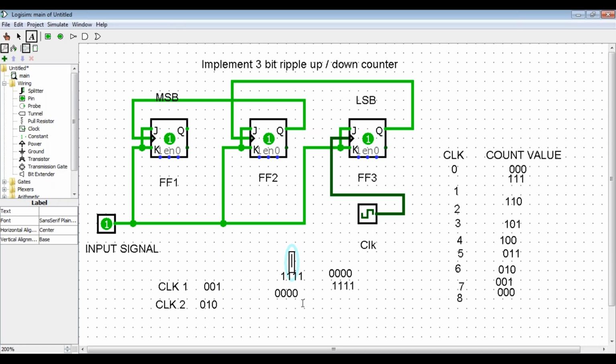Is it clear for you? Reply through chat. Can you design the 4-bit? By referring to this 3-bit ripple counter, design a 4-bit ripple up down counter and submit it as homework. Fine.